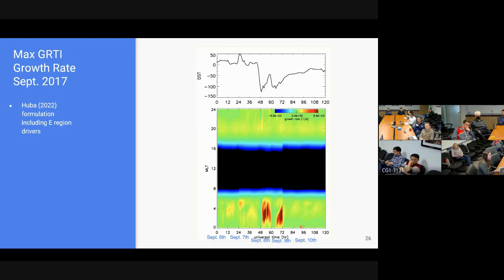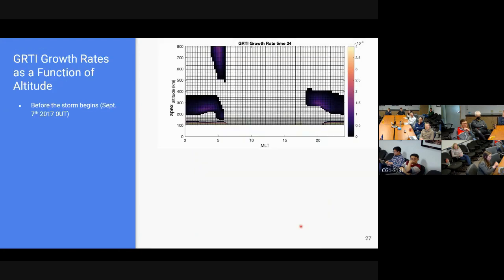So now we can look at the GRTI growth rates as a function of altitude to look at them in greater detail. This is the quiet time setup, from before the storm began, right at the end of the quiet day before the storm started, right before the initial phase of the storm. As I said before, we can see the enhancement right around dusk here. But interestingly, when we include the E region drivers, we do actually see some enhancement post-midnight as well, and this enhancement up here at higher altitudes.